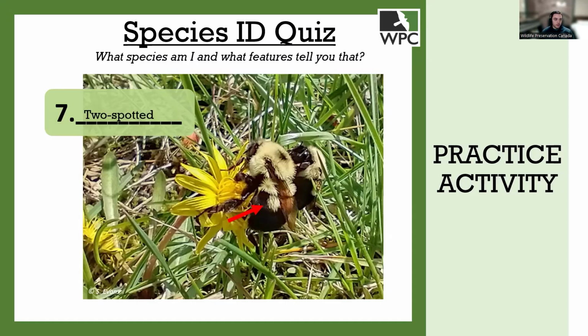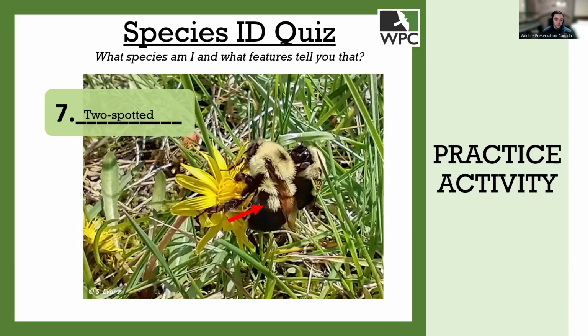If it were a brown-belted bumblebee, for example, the yellow on T2 would be forming a crescent that's reaching out all the way to the edge of the abdomen. However, these spots are restricted to the center of the abdomen, again indicating that this is a two-spotted.